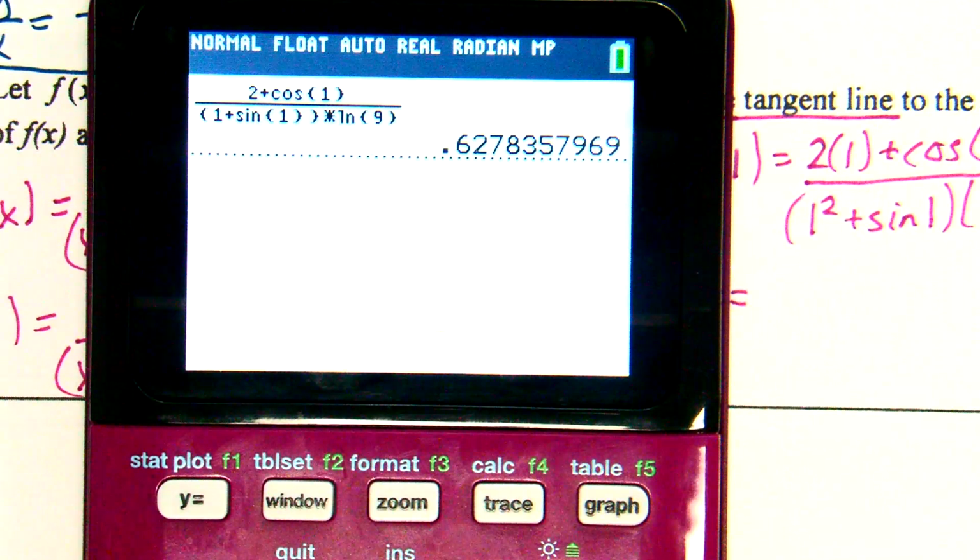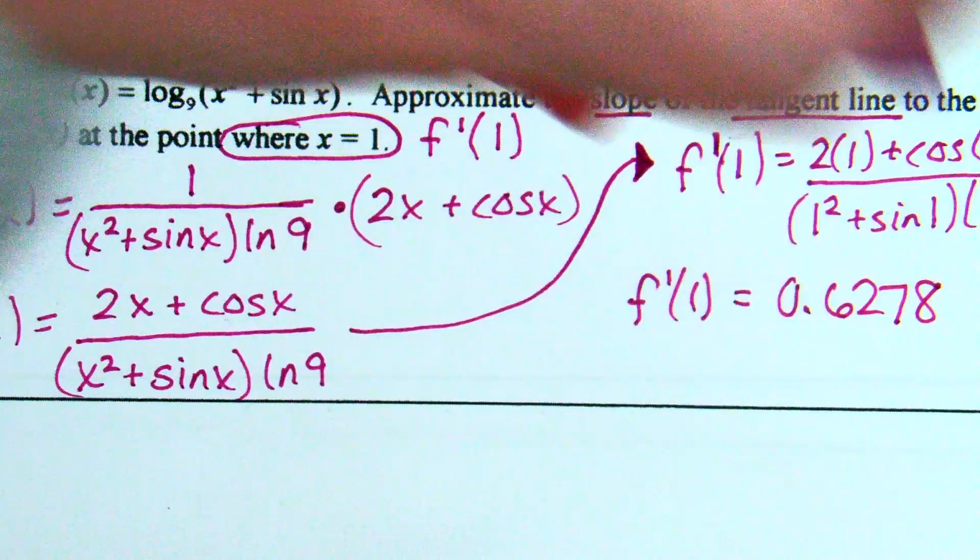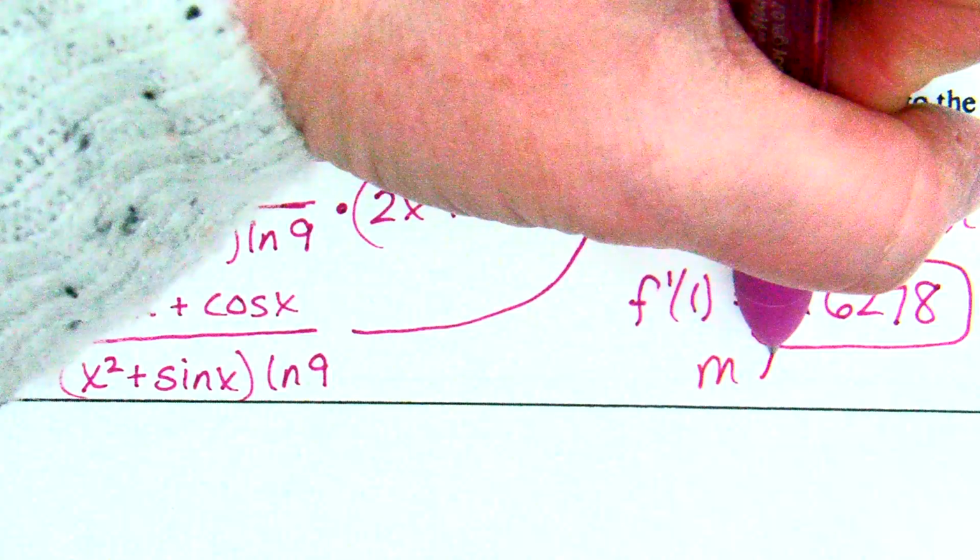So what's the trick on this one? Or maybe it wasn't a trick. Sure, yeah, we have to be in radians, yes? You have to be in calculus class, not physics class. You have to be in radians because it didn't say 1 degree. It's just 1, which means by default it's 1 radian. So I had written down 0.6278 because the 3 tells the 8 to stay. And what is this? This is the slope of the tangent line, right?